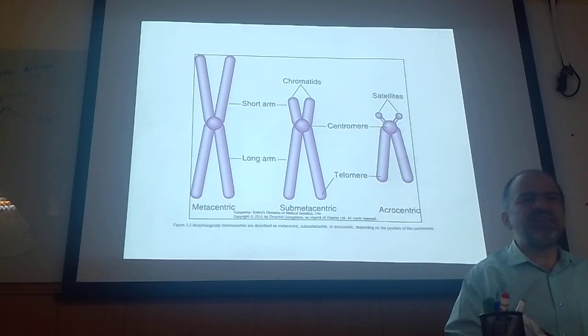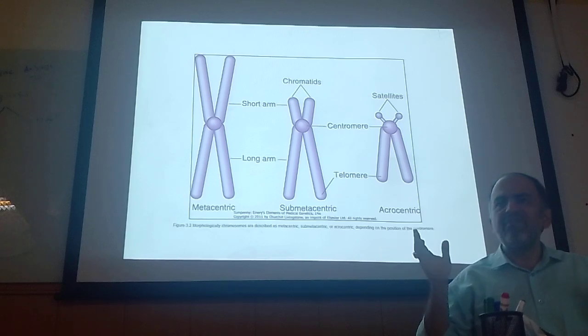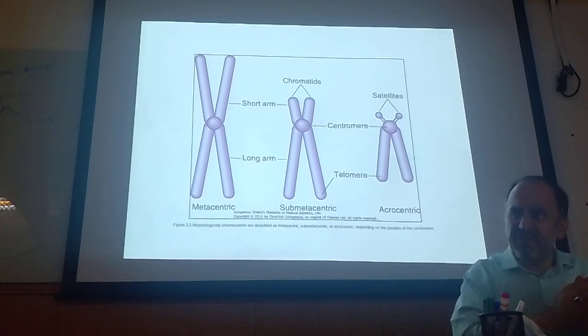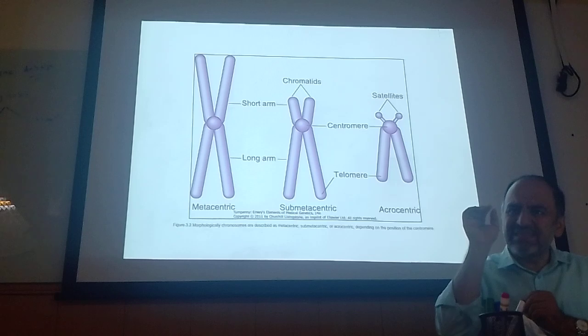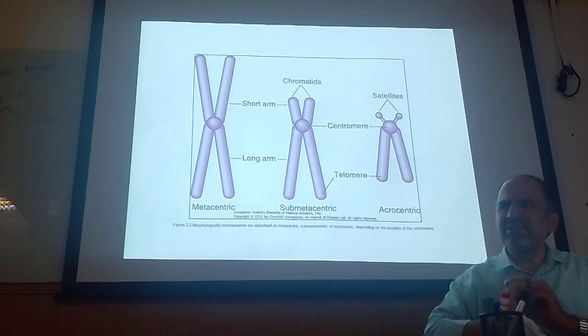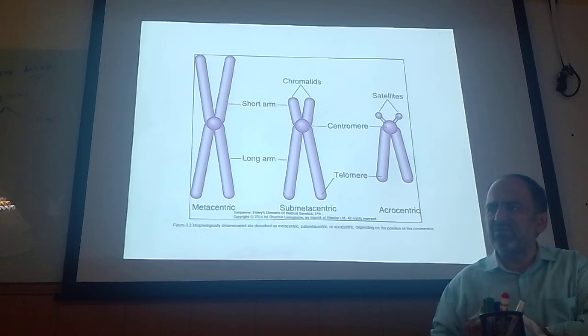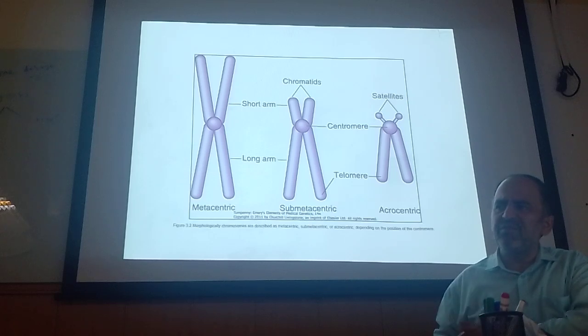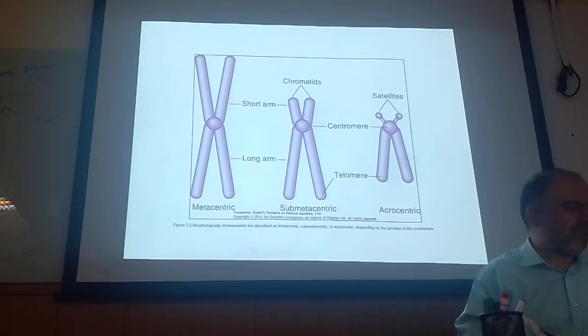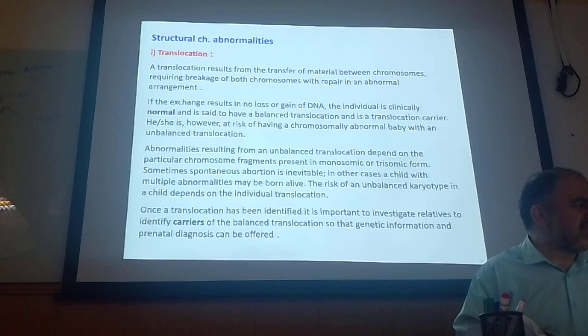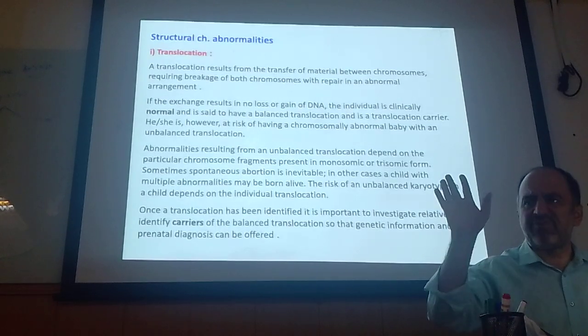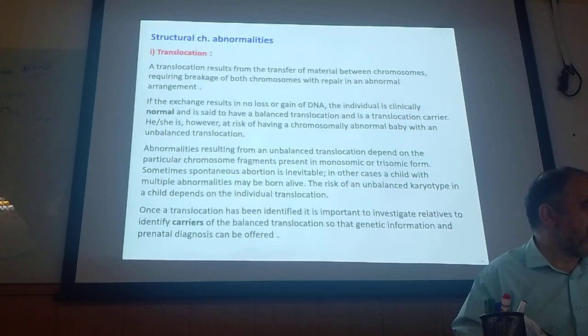Previously, we thought there is no p arm. Then we realized, no, there is a p arm there, but it is sticky and very small. This means they can stick together, as in chromosomes 13, 14, 15, 21, and 22. That's named, in the structural chromosomal abnormality, the number is fine. The structure is the problem.